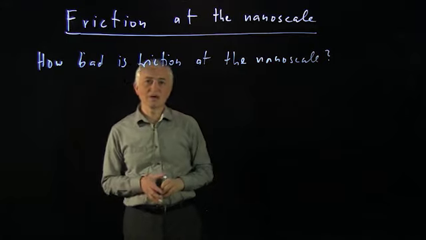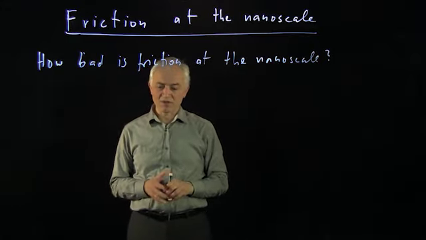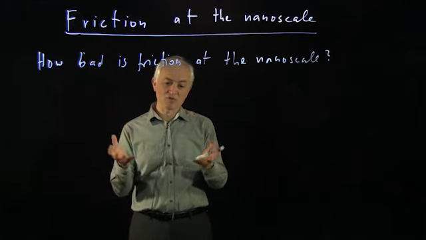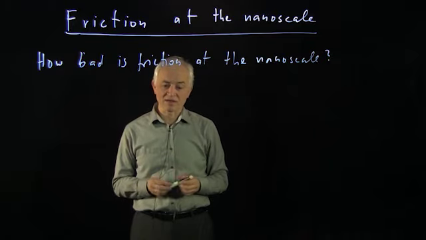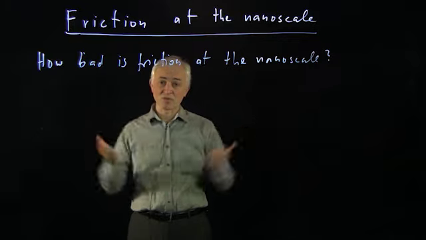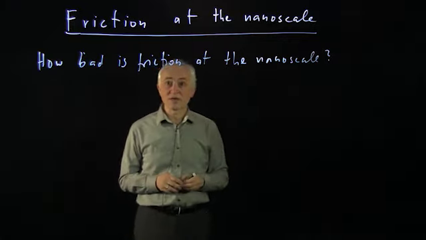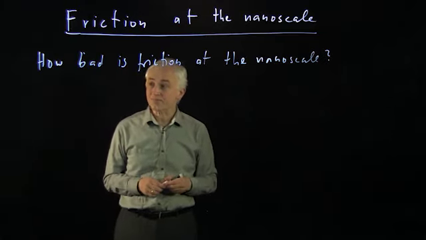Your general intuition might be that friction gets worse at the nanoscale simply because the bulk, the size, the volume of an object is what determines how many atoms are in it, whereas friction is a surface effect. And because the volume increases more quickly with the size of the object than does the surface, you might think that, yeah, probably there's a bigger problem with friction at a nanoscale than there is for macroscopic objects.